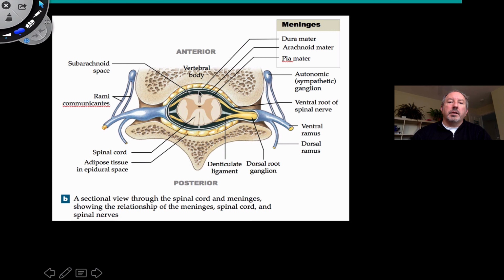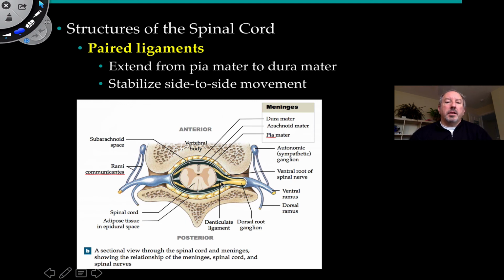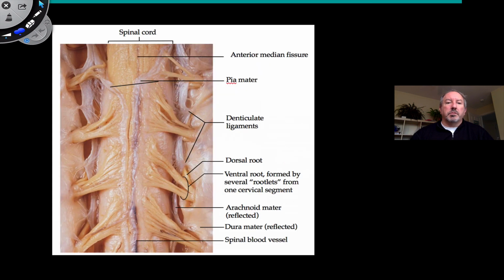And here are the three layers of meninges right in here. Meninges. Okay. I mentioned before, but here's the dorsal root ganglia right there, and the ventral root, which is a little thinner. Okay. And then here are the ligaments located over here. They're paired on both sides of the spinal cord, and they extend from the innermost layer, as you can see here, the pia mater. They extend outward to stabilize side-to-side movement of the spinal cord, holding it in place.